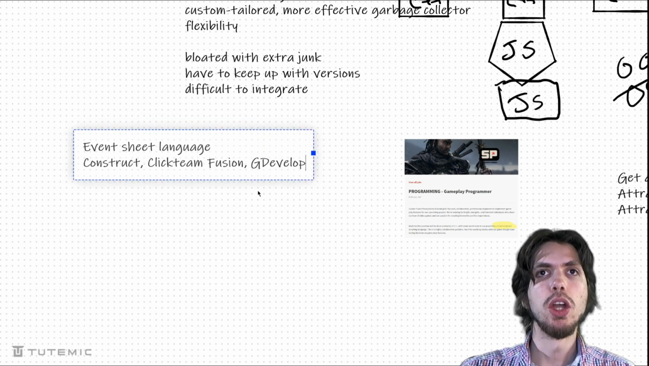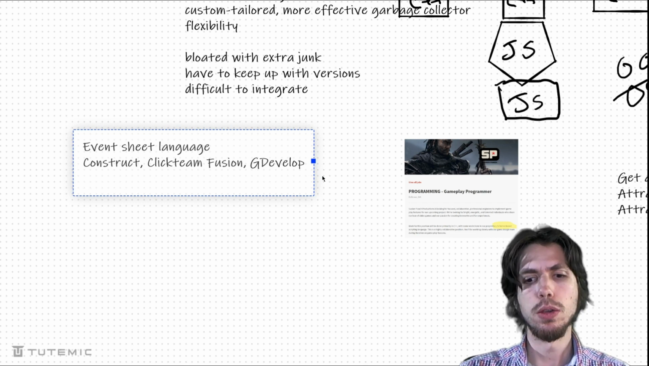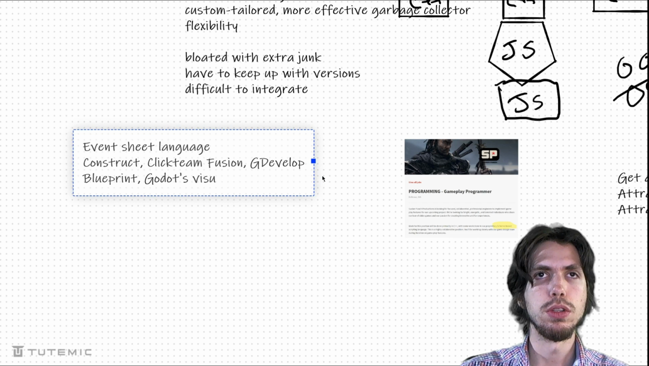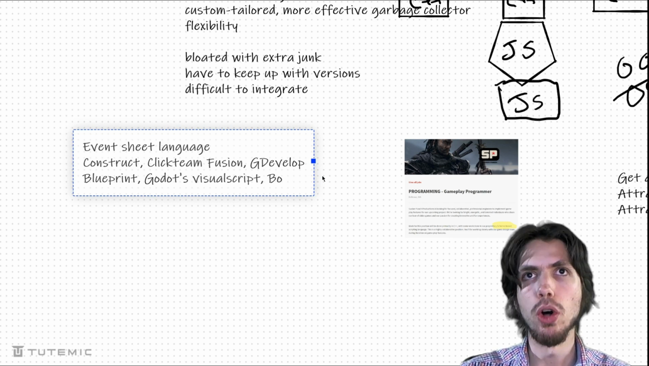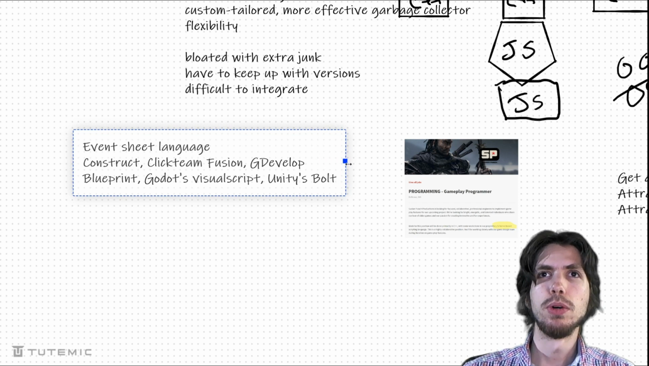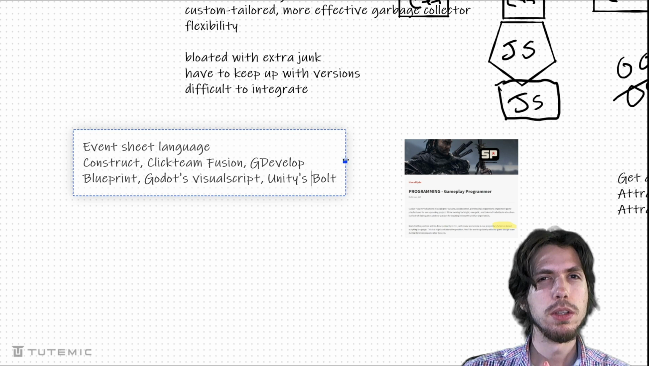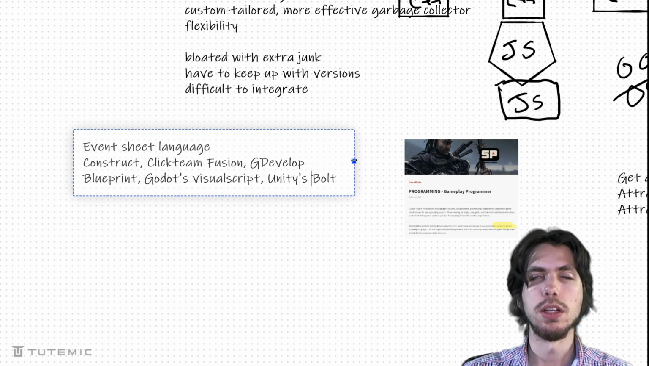And so you might be like, wait a minute, what about other languages like Blueprint? And Godot's Visual Script, or maybe even Bolt for Unity? Unity's Bolt. That seems kind of suspiciously like Usain Bolt. I think there's some kind of subliminal messaging here.